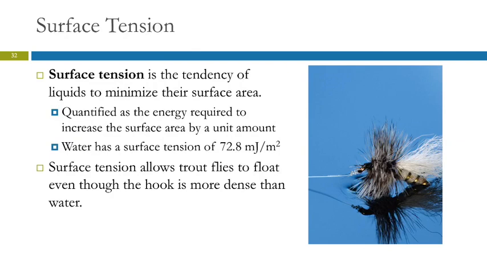Question? Why is the surface tension broken when you add a drop of dish soap? That's an excellent question. What happens to the surface tension when you add dish soap? We'll talk about that in just a minute. It interferes with the water molecules interacting with each other. So here we have another picture of a trout fly floating on the water. Even though this is more dense than the water, it floats because of the surface tension.